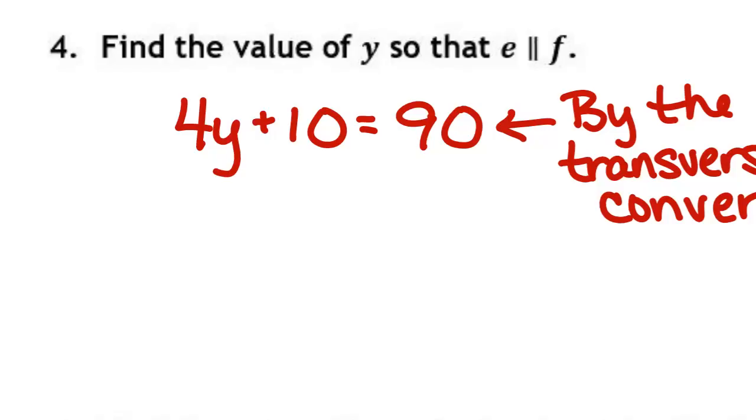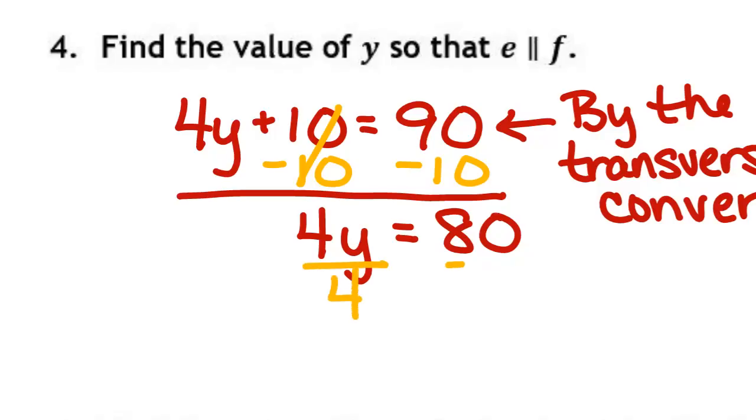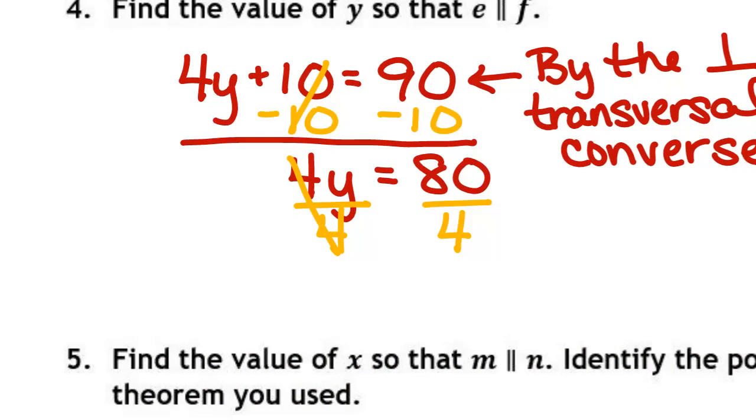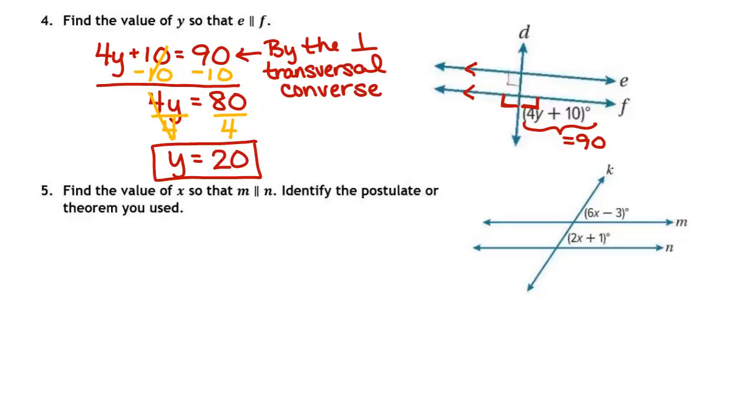We're going to solve this for y now. So first thing I'm going to do is minus 10 from both sides. That would give me 4y equals what? 4y equals 80. And then we're going to divide both sides by 4. What is 80 divided by 4? 20. So y equals 20. Nicely done.